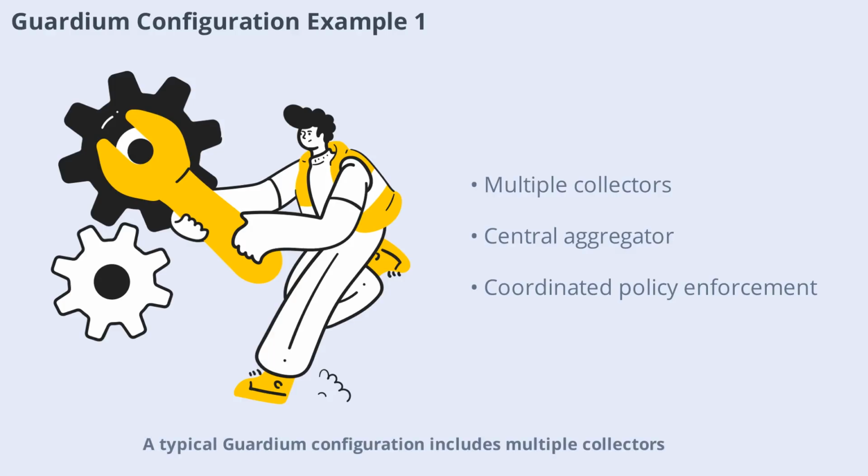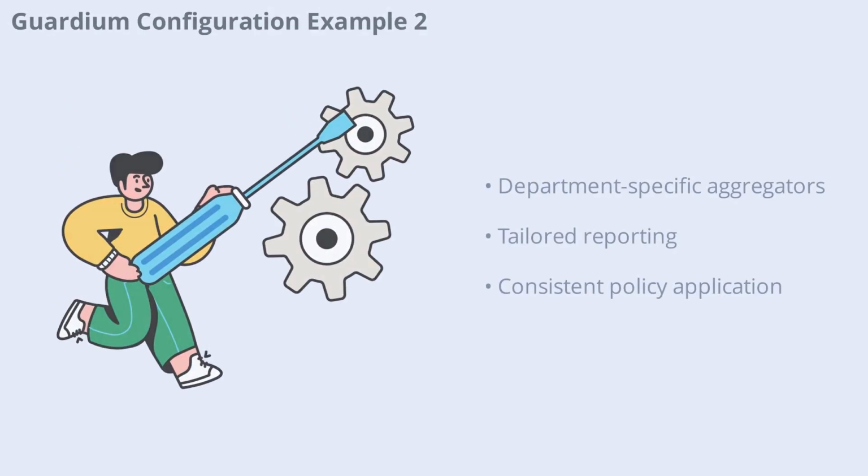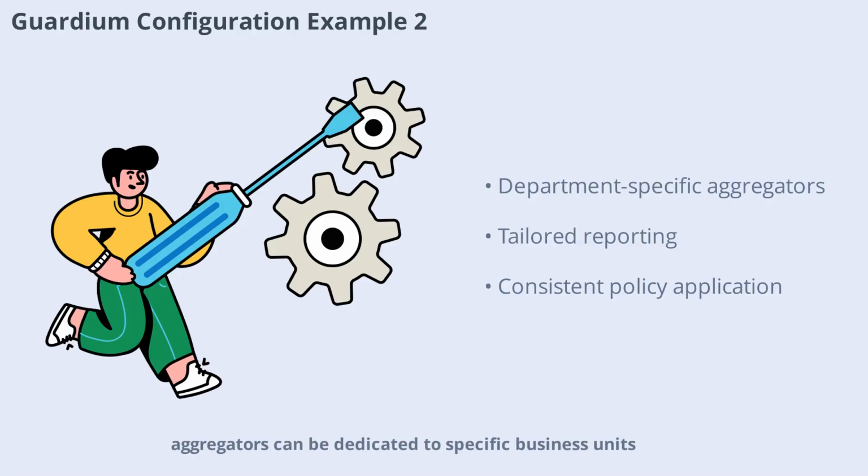A typical Guardium configuration includes multiple collectors managed by a central aggregator and manager. Collectors monitor different data sources, while the aggregator consolidates audit data for enterprise-wide analysis. The central manager coordinates policy enforcement and reporting, ensuring that security standards are maintained across all monitored environments. In another configuration, aggregators can be dedicated to specific business units such as sales or human resources.